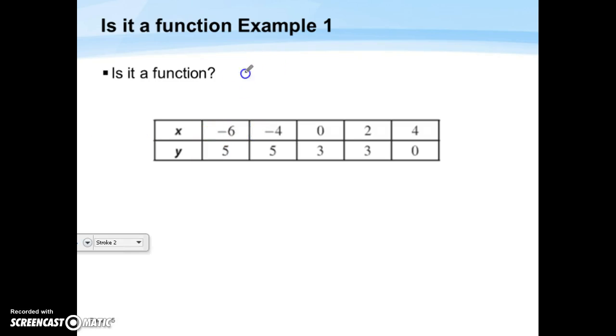So this one is a function because each x value is only matched with one y value. So none of the x's repeated, which would show you that they match with two different values.